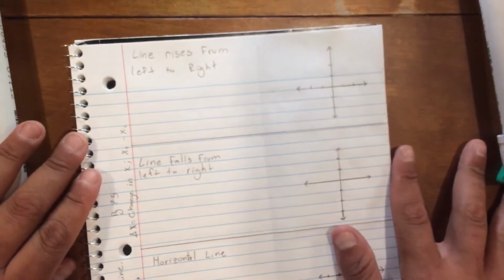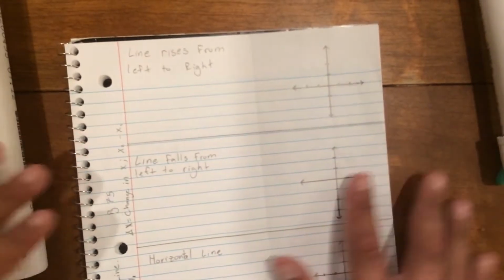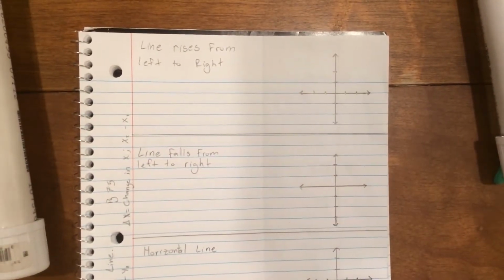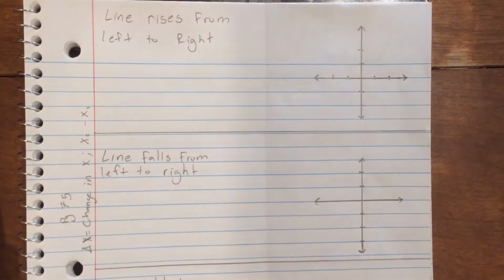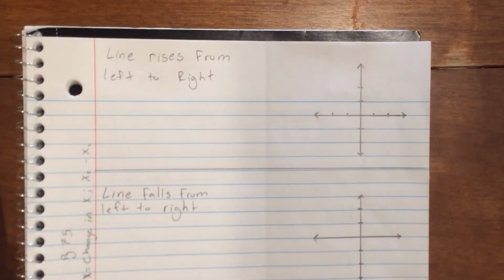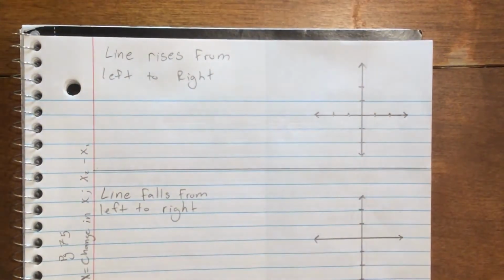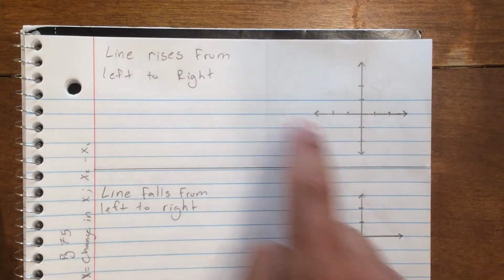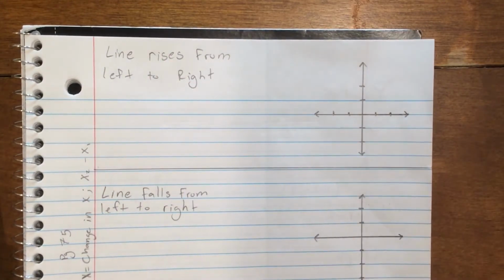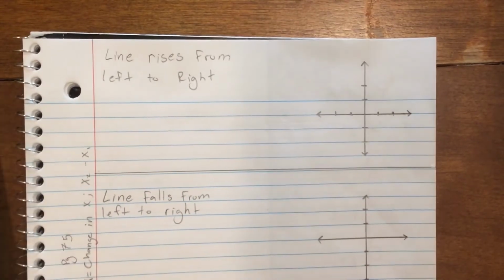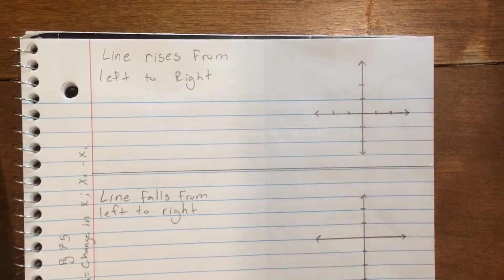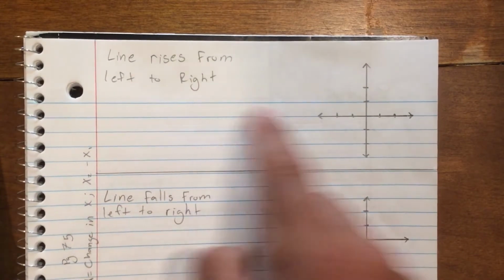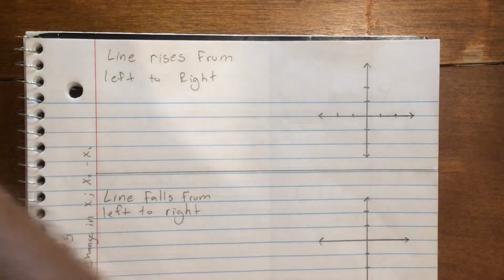So the first one here we have, let me zoom in a little bit so you guys can see. The first one is: the line rises from left to right, and we have our graph to show what it looks like. I'm going to use 2 points to illustrate it. All right, so the line rises from left to right.